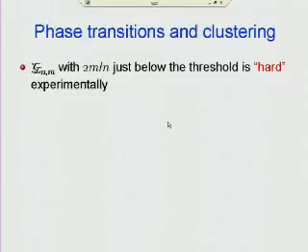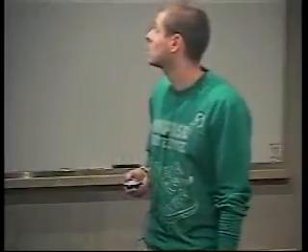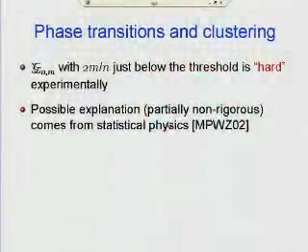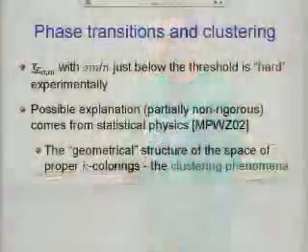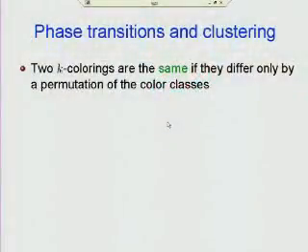Experimentally, people saw that if you take G(n,m) with the average degree slightly below the k-colorability threshold, then the distribution is hard. Namely, many simple heuristics that one would think of fail. One possible explanation that comes from statistical physics is the structure of the solution space, or the k-colorings of such graphs. We are talking about structure and geometry, so let's define what we mean by distance, or the geometry of colorings, the space of k-colorings.